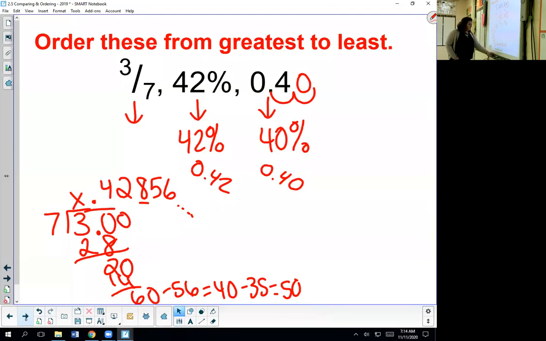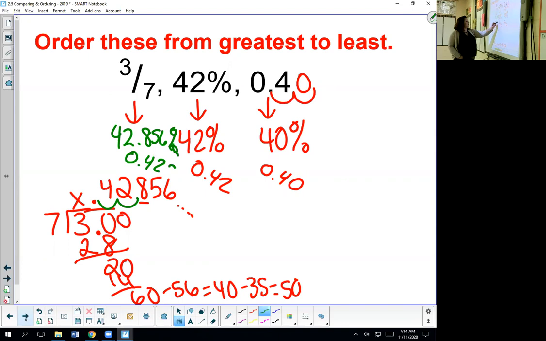Here's why. About what percent is this? So right now I have this crazy decimal here, but I could go boom, boom, and I'm at a 42.856%. Okay? Or I'm at a 0.42856. Eventually, by the way, it will repeat at some point. But I have enough information because I'm looking at this as a 42, a 42, and a 40.